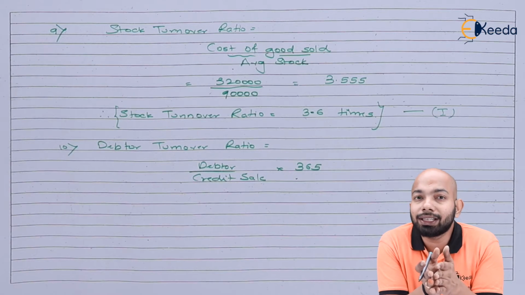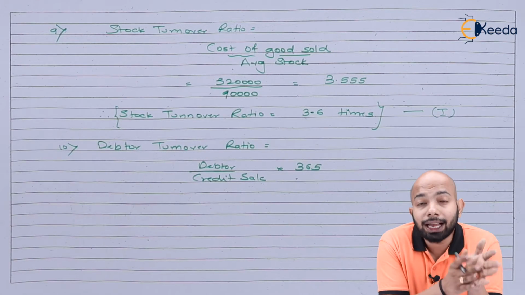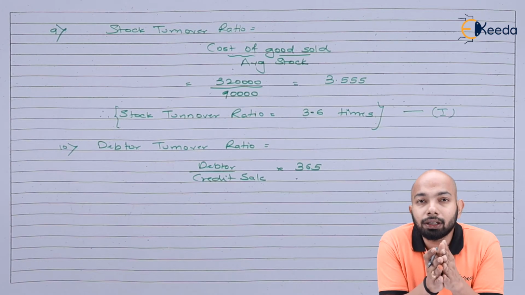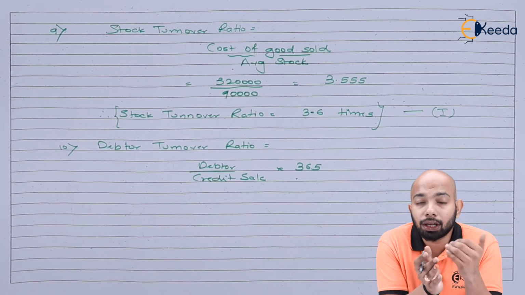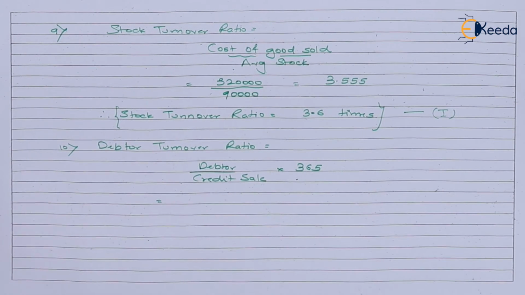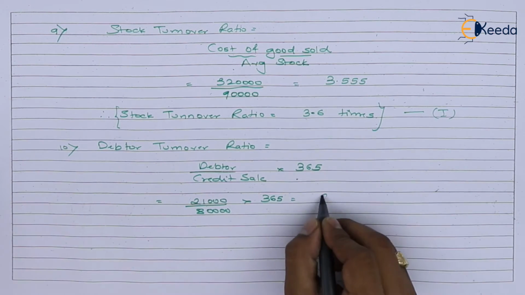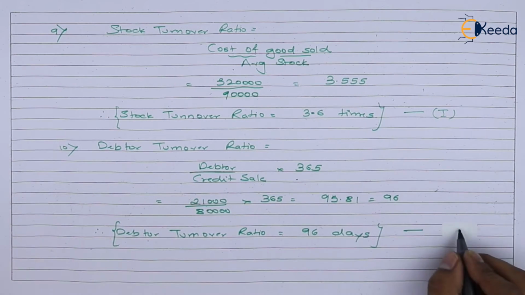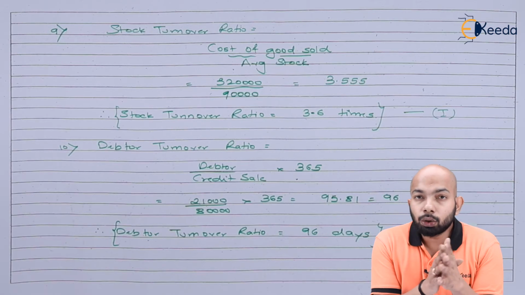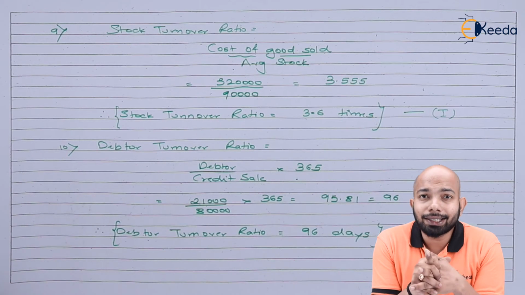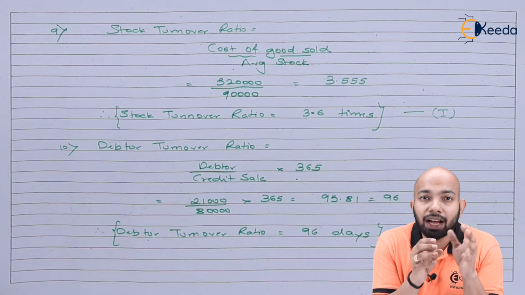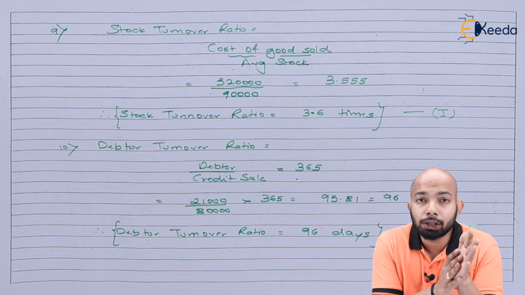That has to be multiplied with 365 days, because when you calculate the turnover ratio, you're calculating this in number of days. What is the credit period that you can allow or that you can receive? So the debtor turnover ratio comes around to 96 days. That means the debtor has to pay up the balance within 96 days. That's an average credit period that can be provided to any debtor.